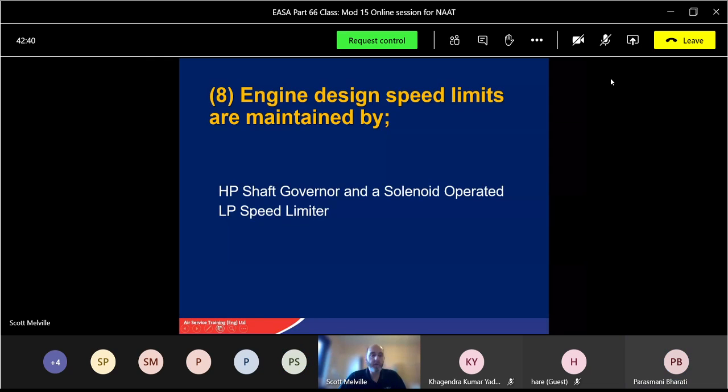So the HP governor in your fuel pump and a solenoid operated LP speed limiter. So if the LP spill goes too fast, it will activate. And also if EGT is too much, it will also activate as well.